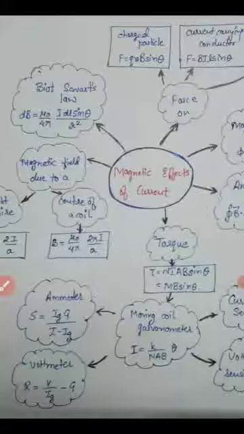The torque acting on a current carrying coil placed in the magnetic field is given by tau is equals to NIAB sin theta, which is also written as MB sin theta. This leads to the very important instrument called moving coil galvanometer, which works on the principle that current is proportional to deflection. The formula for the same is I is equals to K upon NAB theta.